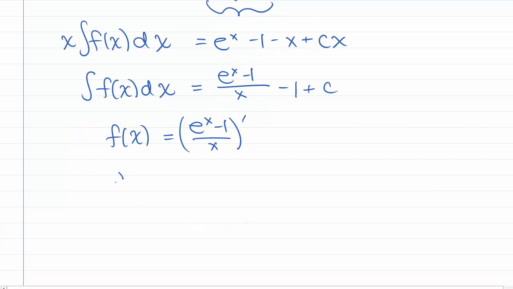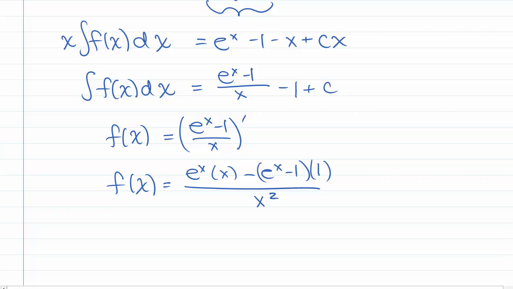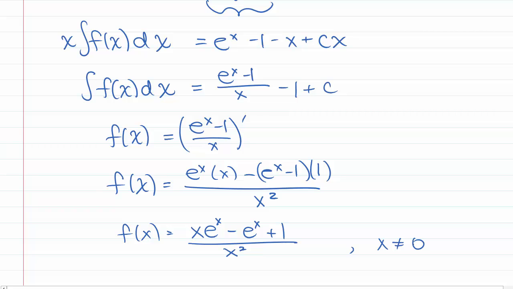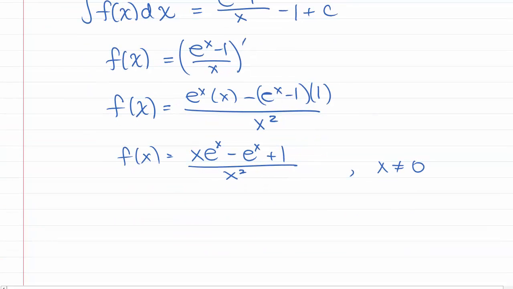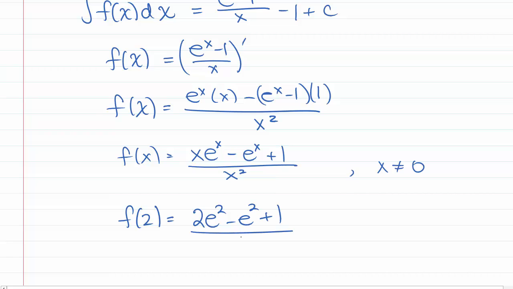And so when we take the derivative, we get the derivative of the top, which is e to the x, times the bottom, minus the top times the derivative of the bottom, all over the bottom squared. So simplifying, we get x e to the x minus e to the x plus 1 over x squared. Note that this obviously doesn't make any sense when x is 0. But what we really cared about, remember what we wanted in the first place, was when x was 2. So f of 2 is 2e squared minus e squared plus 1 over 4. Whatever number that is, that's the number we're looking for.